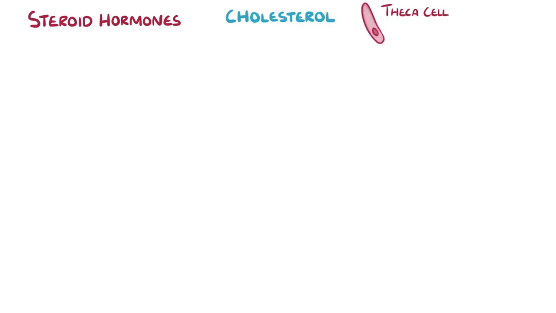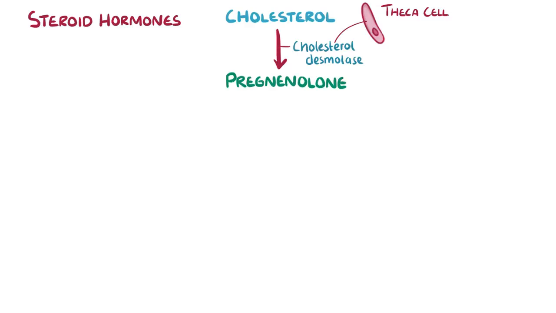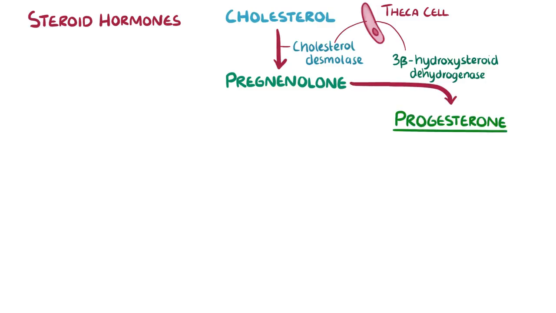Both estrogen and progesterone are steroid hormones, so their production starts with cholesterol. Cholesterol reaches the theca cells, and inside there's an enzyme called cholesterol desmolase. That wasn't too hard, but you just wait. So cholesterol desmolase converts cholesterol into pregnenolone. But there's another enzyme in the theca cells, and this is really catchily named 3-beta-hydroxysteroid dehydrogenase, which just rolls off the tongue. Anyway, that does the job of converting pregnenolone into progesterone.